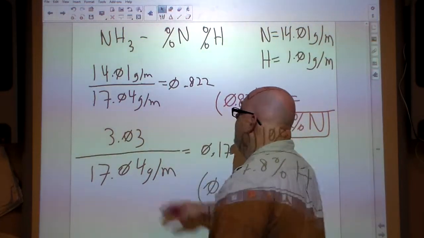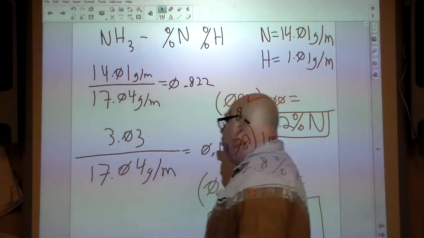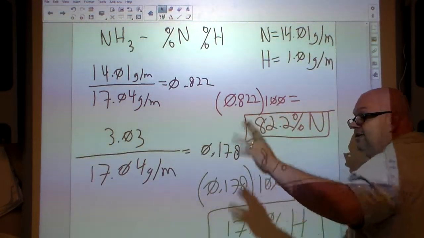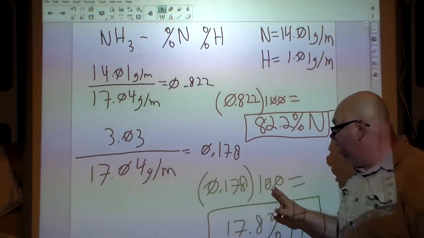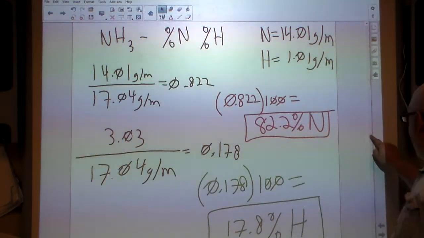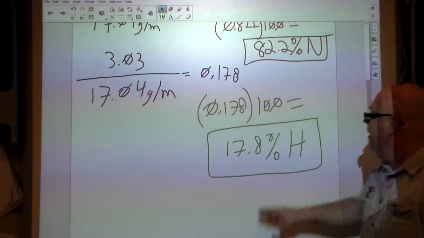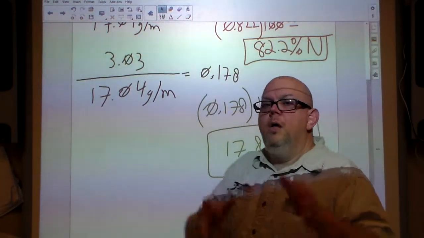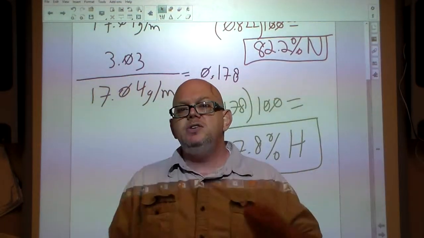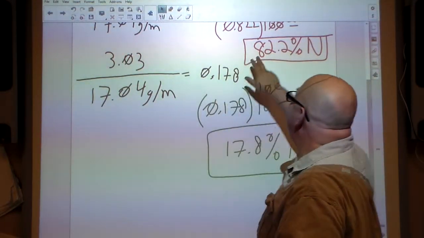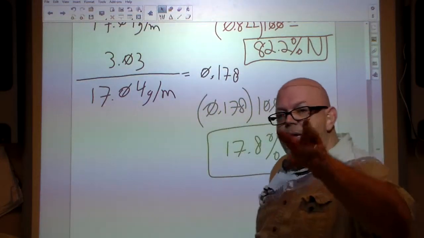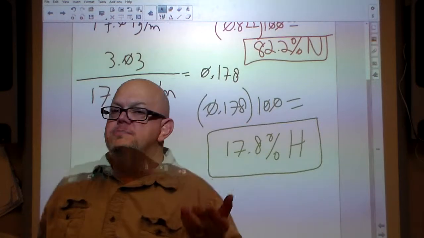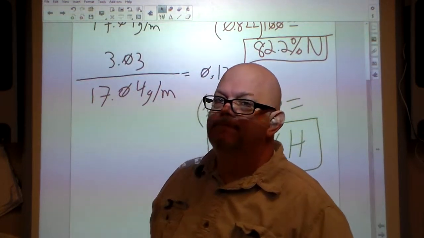So this is what we have here, 3.03 divided by 17.04, and we get 0.178. That's our decimal. Now we can multiply that by 100, which I did in green, and the final answer, ladies and gentlemen, is going to be 17.8% hydrogen. So when we look by mass, the percentage composition of ammonia, 82.2% of it is made up of nitrogen, and 17.8% of it is made up of hydrogen.